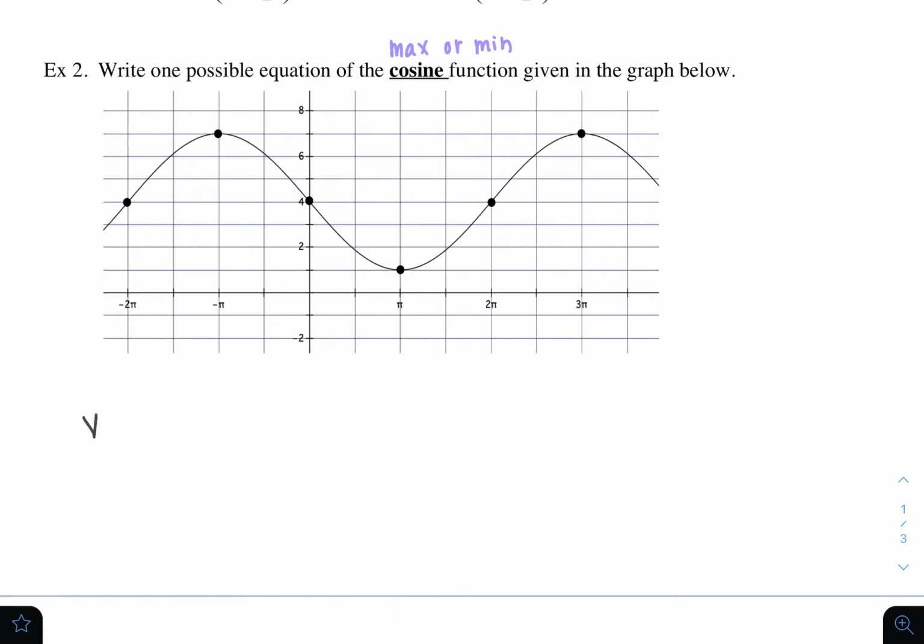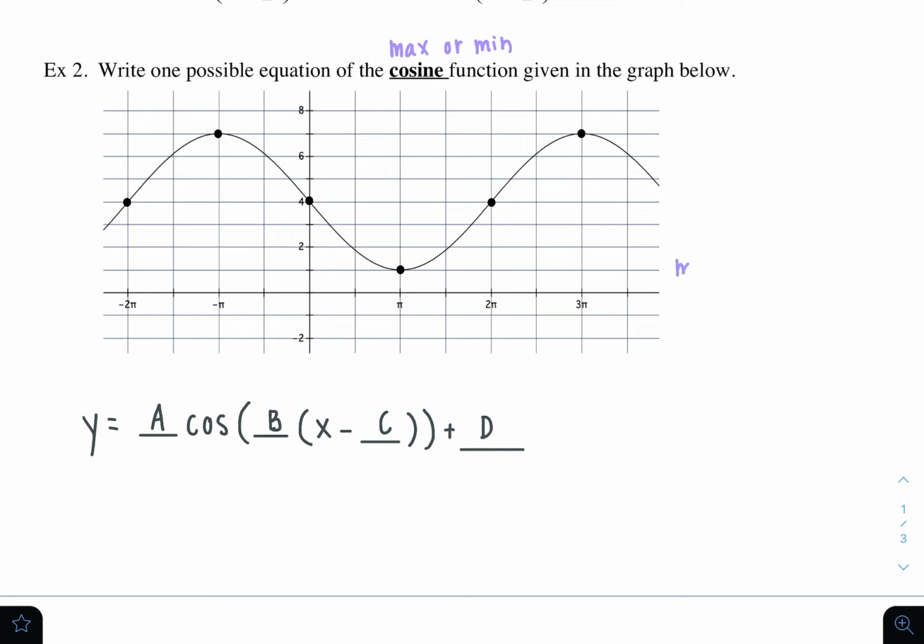So, when we go ahead and write our equations, we know it'll be y equals some a value, cosine, some b value, x minus our c value, plus our d value. So let's go ahead and identify what those values are. But remember that the c value is always going to change based on location, and the a will change based on whether it's positive or negative.